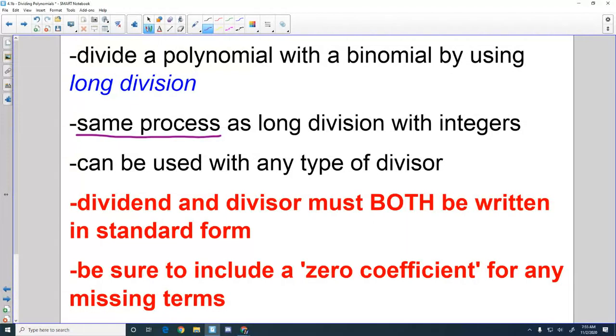So really important. This won't work unless both the dividend and divisor, those are just the 2 things you're dividing, they absolutely must be written in standard form. That's when you've got the biggest exponent first and it goes down by 1, right? So you'd have like the x to the third, then the x squared, then the x, and then the constant.